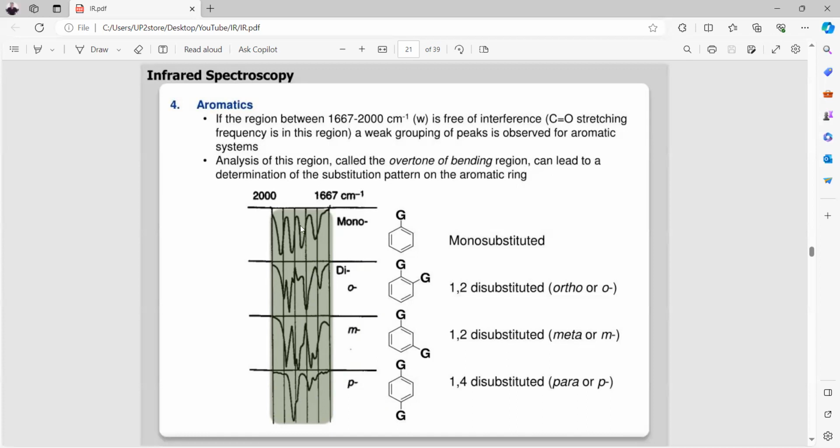From here, you can identify monosubstituted, or disubstituted at the ortho or meta positions, one-three disubstituted meta positions, or you can also identify the para position, one-four disubstituted. So as you can see, you have four different shapes. If you focus on the four different shapes, you can determine whether the structure is monosubstituted, ortho, meta, or para.